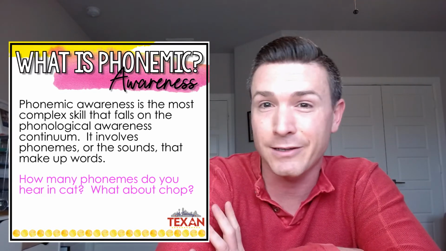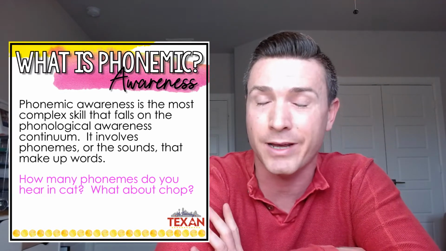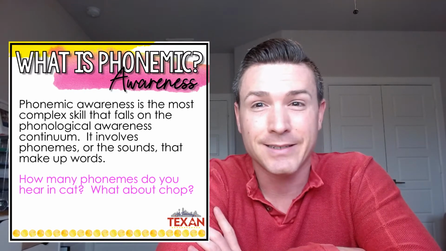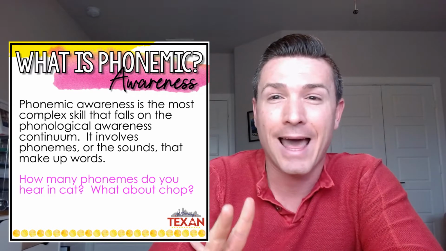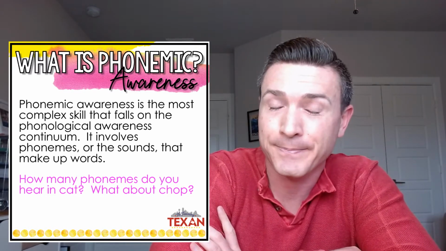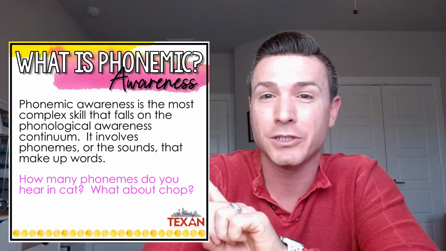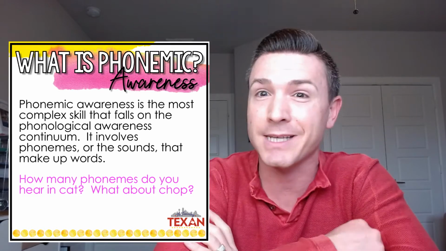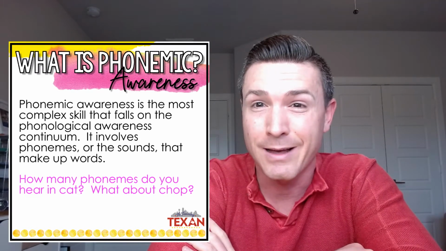So phonemes are those individual sounds. How many phonemes do you hear in cat? If you count them out, /k/ /a/ /t/. So we've got 3 phonemes in cat. What about chop? If we count those out, /ch/ /o/ /p/. So we got 3 phonemes, but this one's interesting because there's 4 letters, but only 3 phonemes.